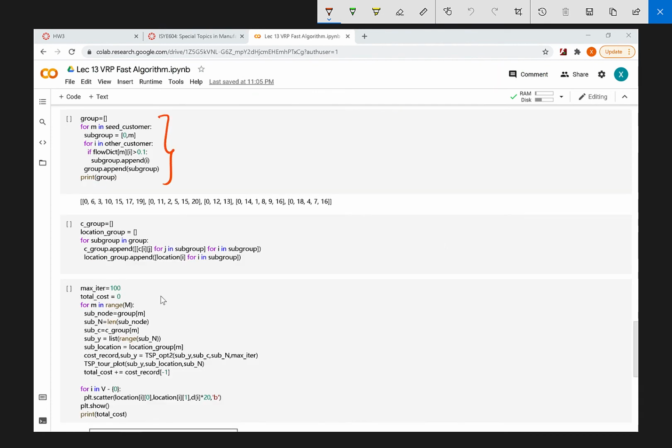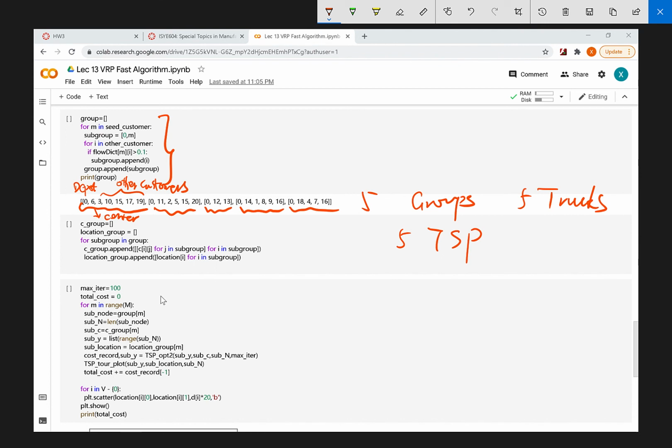After we organize the results, we can form subgroups, and in each subgroup we add the depot and the center. This is a depot, this is a center, and the rest are the other customers. Okay, after we have all these groups, 1, 2, 3, 4, 5, we have 5 groups and 5 trucks, so we will solve 5 TSPs, one within each group.